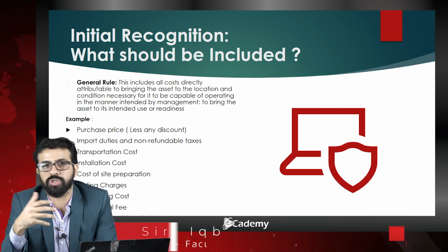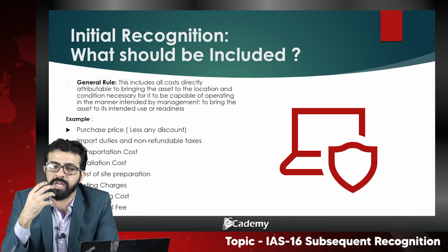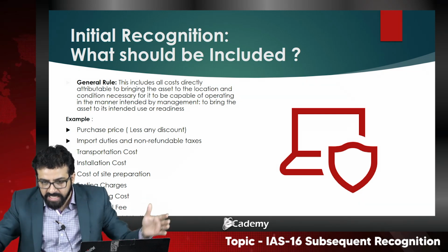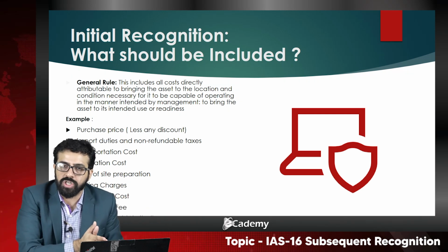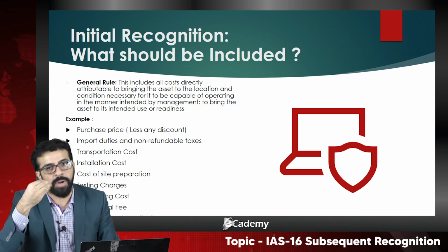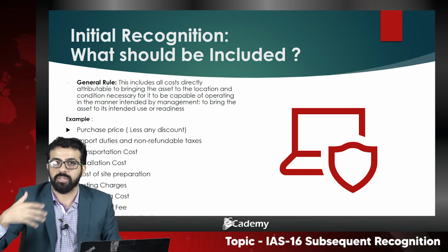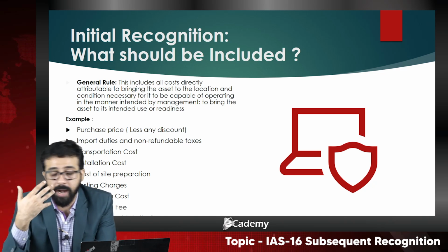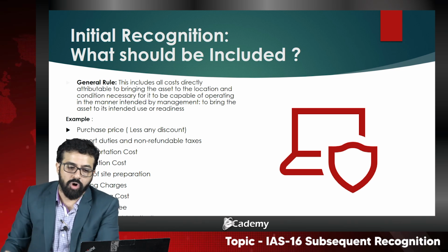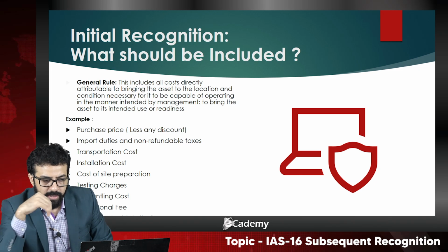Number 5 is the cost of site preparation. Sometimes expenses are incurred for the preparation of the site or the fencing. You have to prepare the site for the proper installation of the asset, or for example the installation of the fencing. That particular cost would not have been incurred if the asset would not be there, so it would also add up to the final cost of the asset.